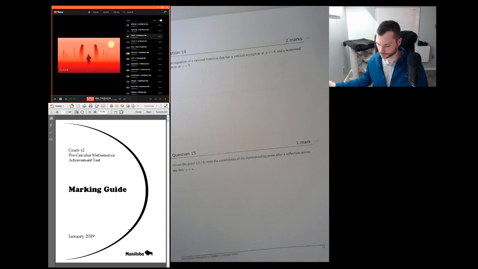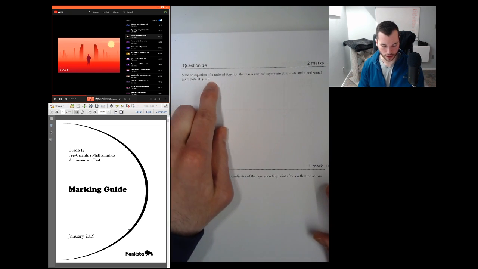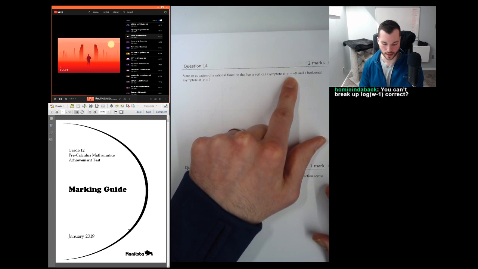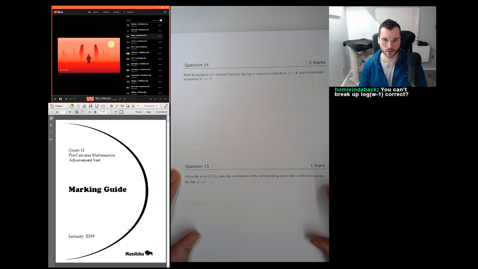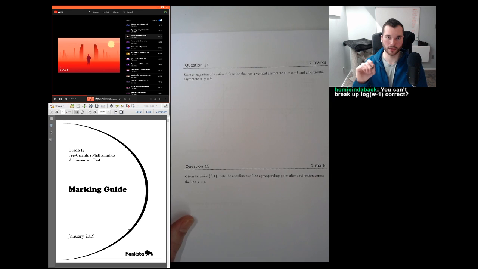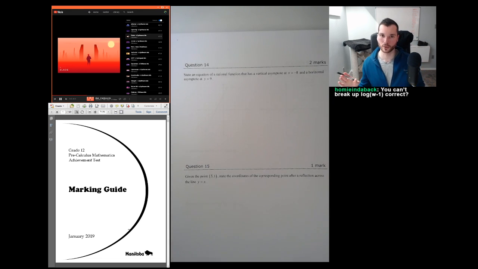Okay. Let's keep going here. Question 14. State an equation of a rational function that has a vertical asymptote, x is equal to -8, and horizontal asymptote, y is equal to 9. I'm just reading the comment. You cannot break up log of w minus 1. Correct. There is absolutely no logarithm rule that states what we can do if there's a subtraction inside the argument. It's only if there's a division, which then becomes the subtraction outside the logarithm argument. Okay. Good question.